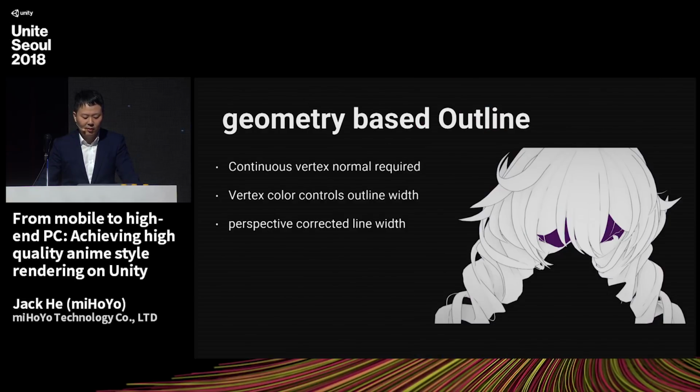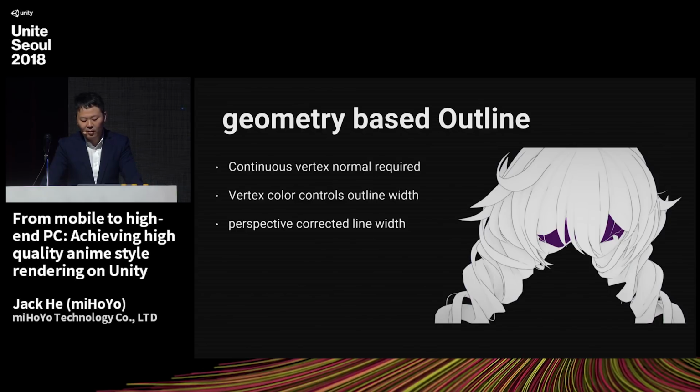Next, let's talk about the outline method. We use the regular backface method for characters and dynamic objects, and use vertex color for outline width control. The outline itself requires a continuous vertex normal to extrude without cracks. So we store the smoothed normal in an unused vertex tangent slot. In addition, we use the vertex color to control the line width.